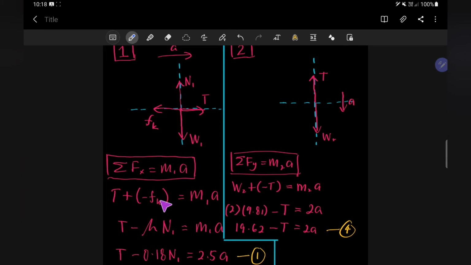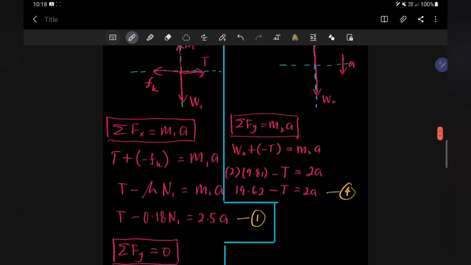Okay, where Fk equals mu N1, because we are talking about the first body. F is mu N, so which N is that? N of the first body, which is N1. So by having this, T minus mu N equals m1 a. m is given, mu is given already, which is 0.18, so that you will get this equation. This is our first equation, where T minus 0.18 N1 equals the mass of the first body, given as 2.5, multiplied by a. So this is the first equation.